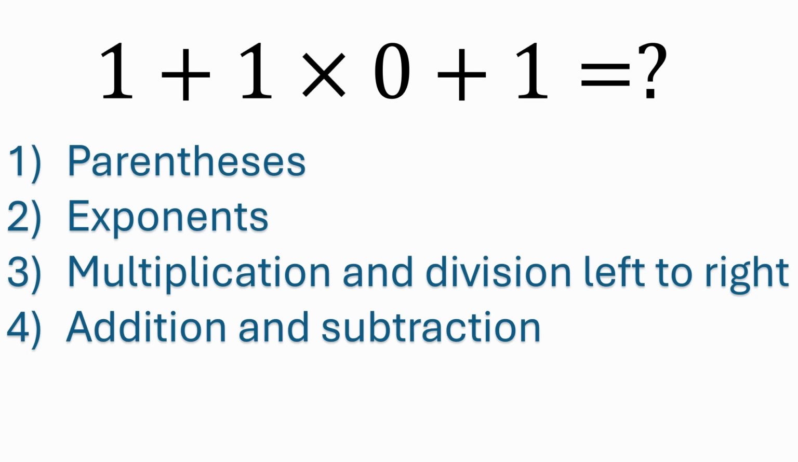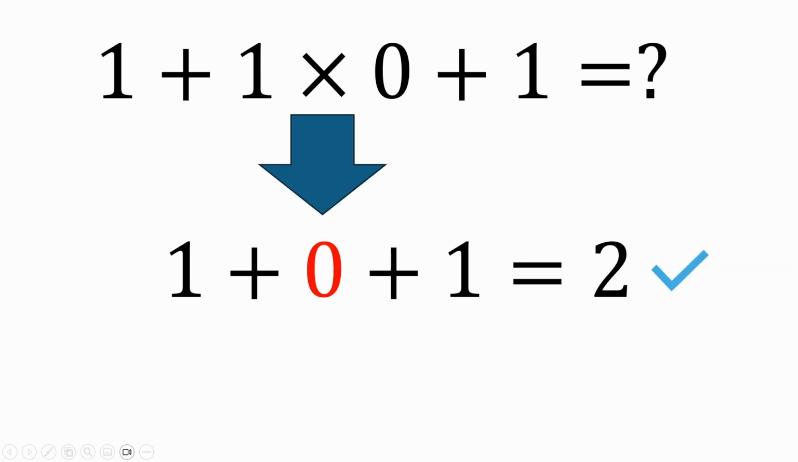So we don't have parentheses. We do not have exponents. We do have multiplication, so we need to solve the multiplication first. And the only multiplication is the 1 times 0. So 1 times 0 is 0, leaving us with 1 plus 0 plus 1 equals 2. So the correct answer to the problem is 2.